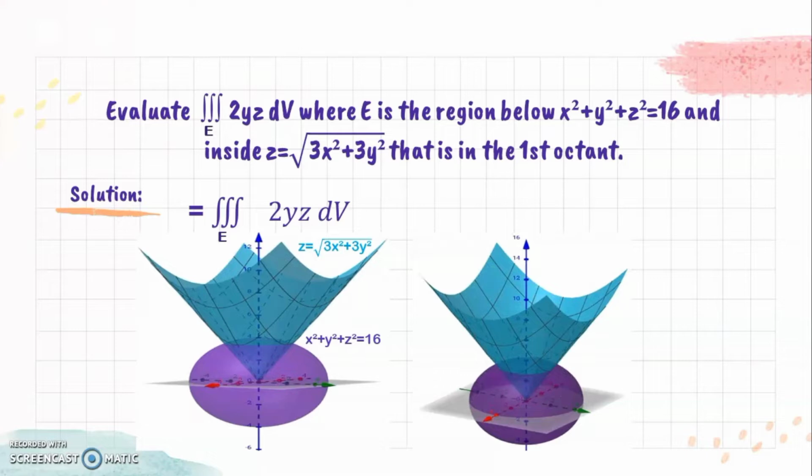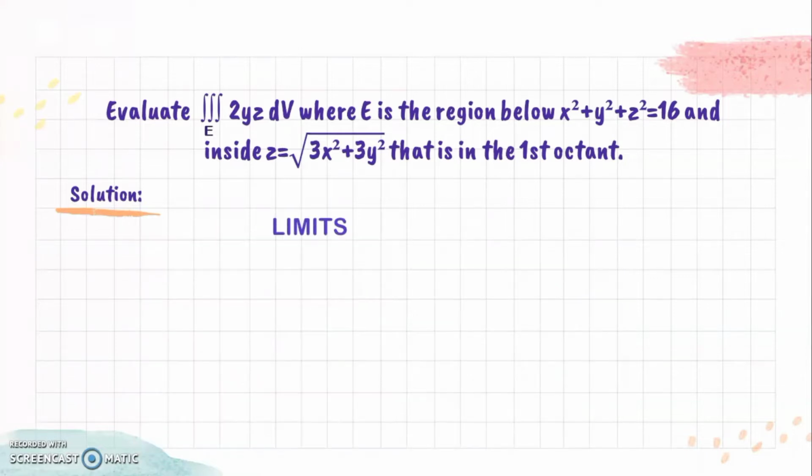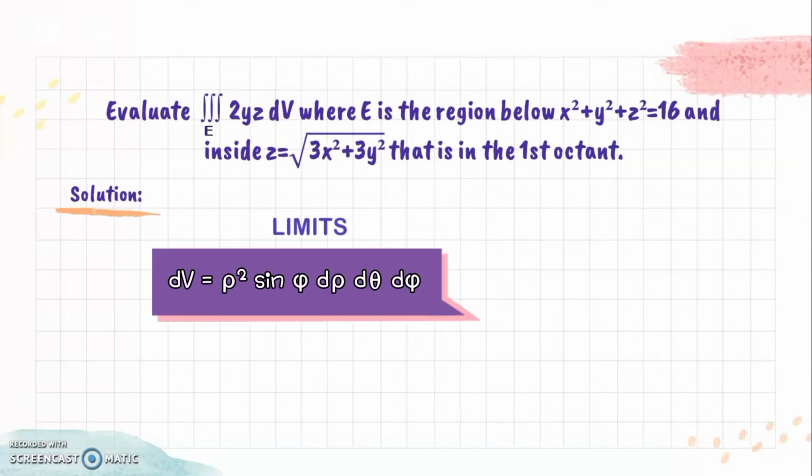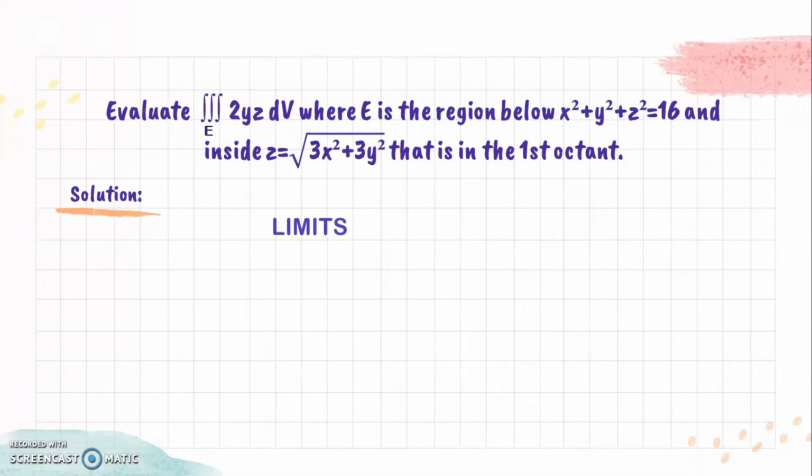Now that we have seen the sketch of the region, let's proceed with identifying the limits. Since we are dealing with triple integrals in spherical coordinates, we must know that dV is equal to rho squared sine phi d rho d theta d phi. Hence, we must get the range for rho, theta, and phi.